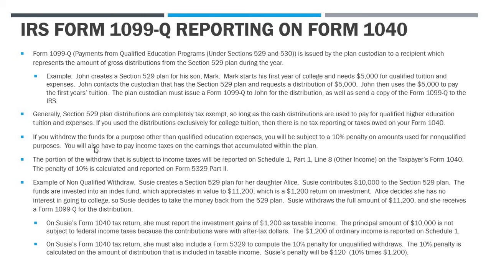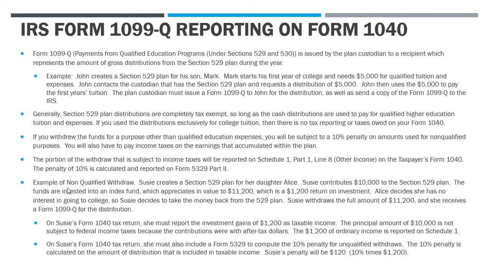So first issue, so there are a couple of issues, right? The first one is if you withdraw the funds for a purpose other than the qualified education expenses, you're subject to a 10% penalty on the income amounts that were used for non-qualified purposes. And you have to pay income taxes on the earnings that accumulated in the plan. Okay, so I think we should look at an example here.